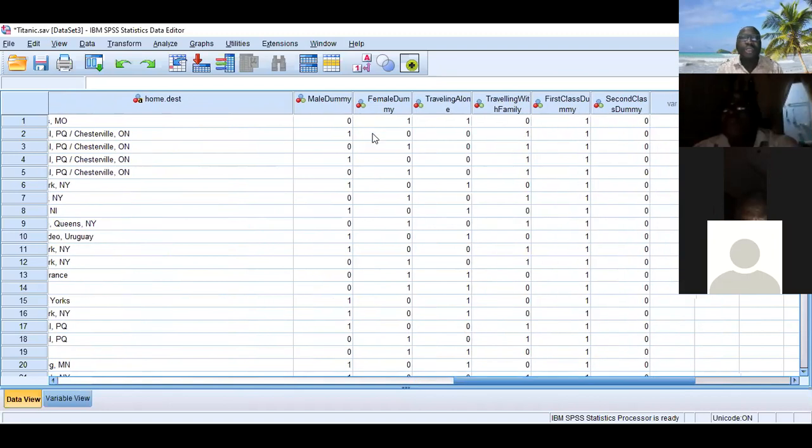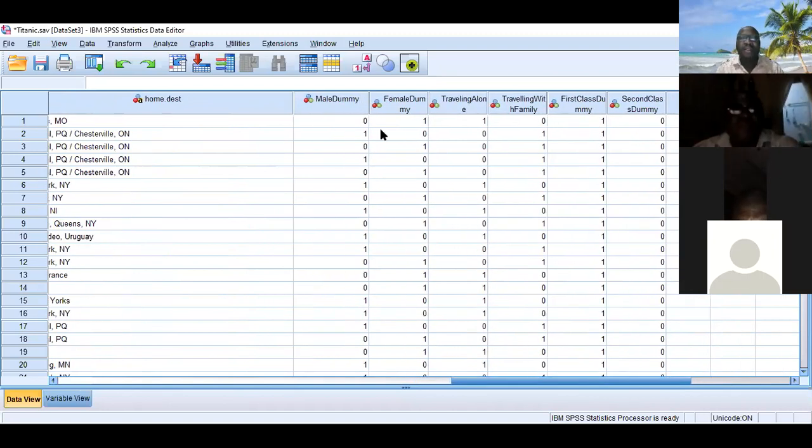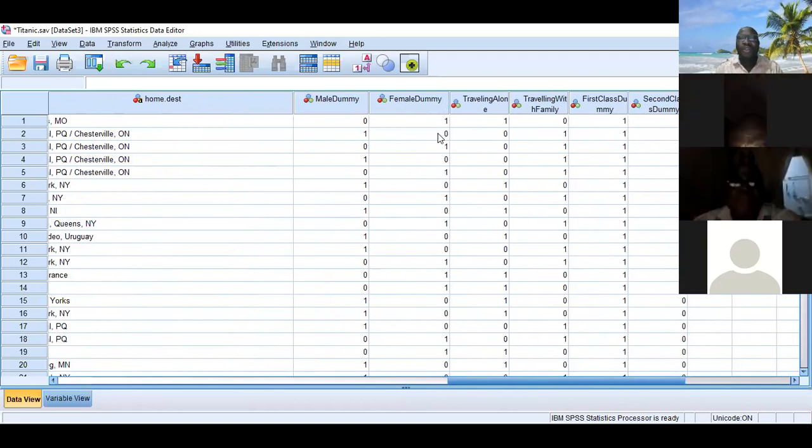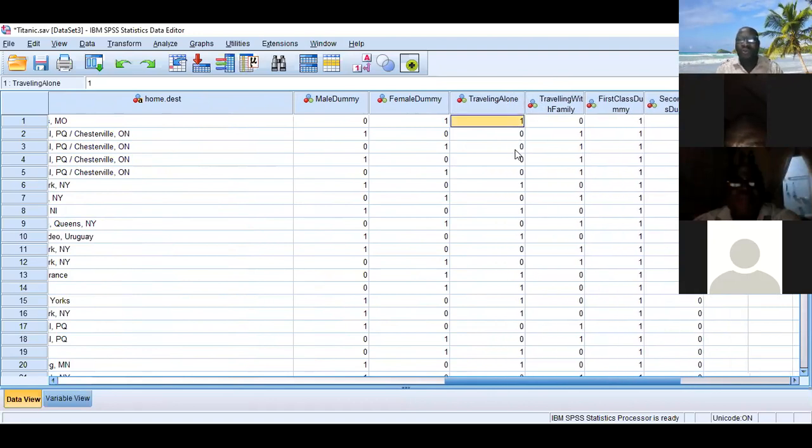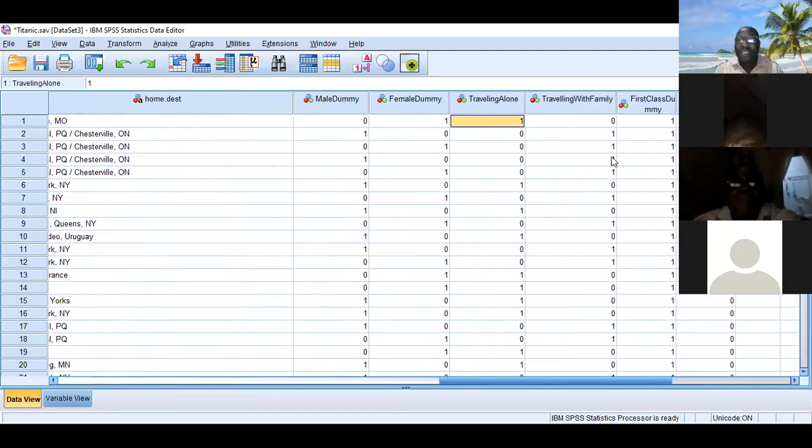So look at the dummy I created for male and female. For this female dummy, 1 is female and 0 is male. For traveling alone, 1 is traveling alone and 0 is family member. For traveling with a family member, the one that is 1 is traveling with a family member. Because we discovered that people who travel with family members survive more, we are going to use the dummy traveling with family member, where you make it 1, and alone will be 0.